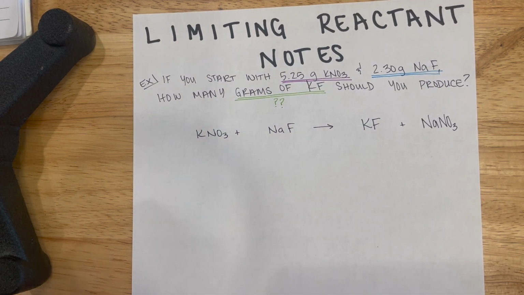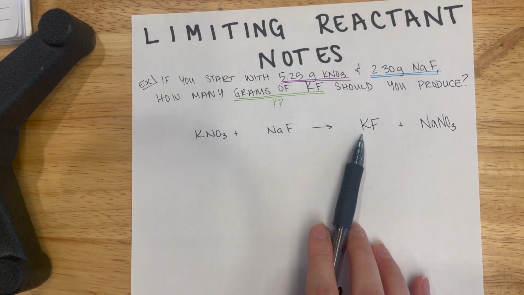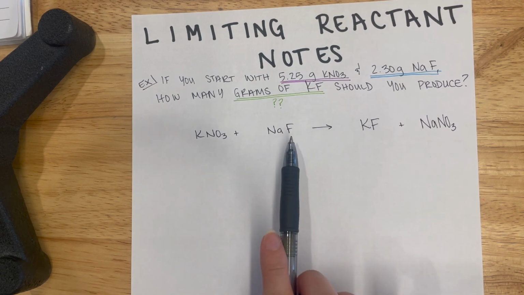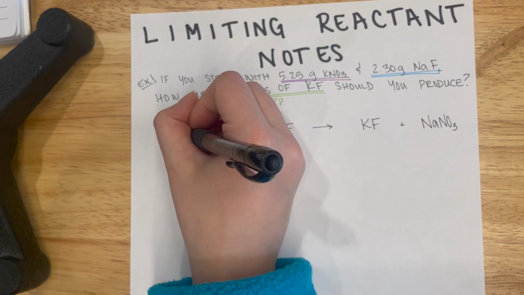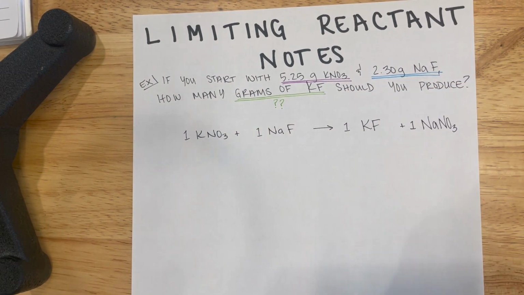Okay, so now that we have an equation, we need to balance that. The nice thing is this one's pretty easy. We have one potassium, one nitrate, one sodium, one fluorine, one fluorine. So this is a 1, 1, 1, 1 reaction. Okay, so the way that a limiting reactant problem goes, we identified what we know and what our unknown is. We balance that chemical equation.